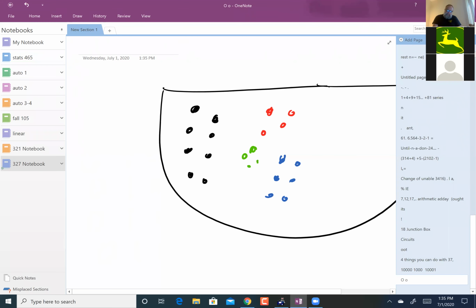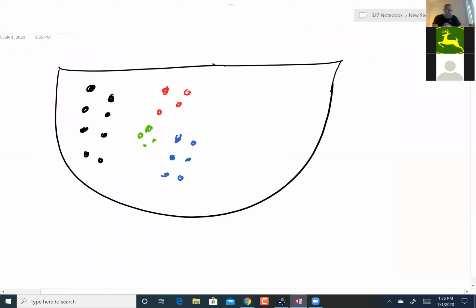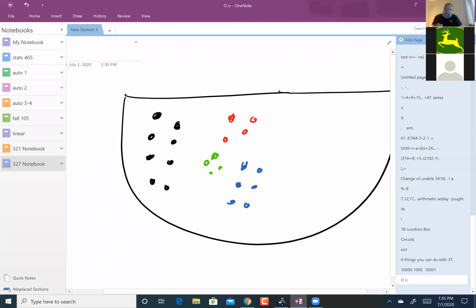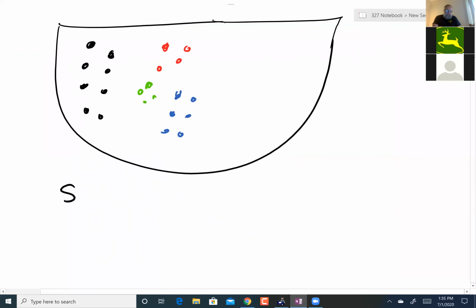Okay. All right, so I have 4 colors of marbles in here, and so I'm going to reach in and select some. So I'm going to select 3 marbles.